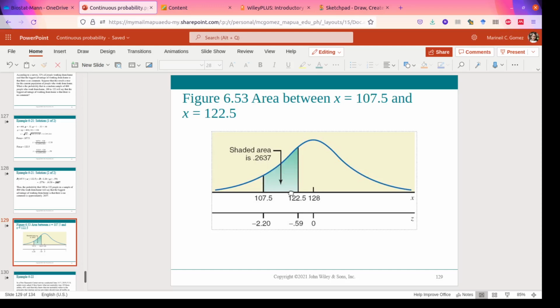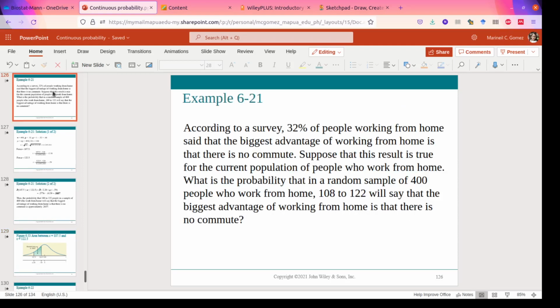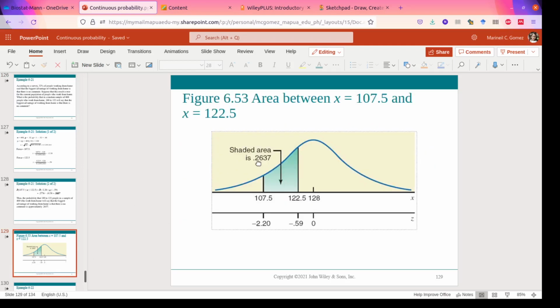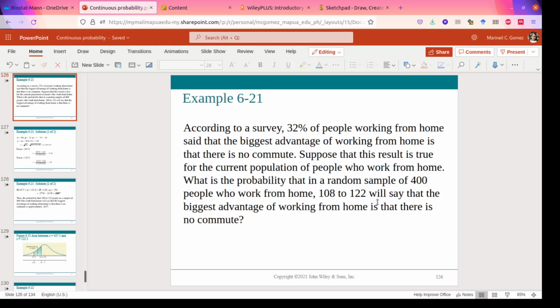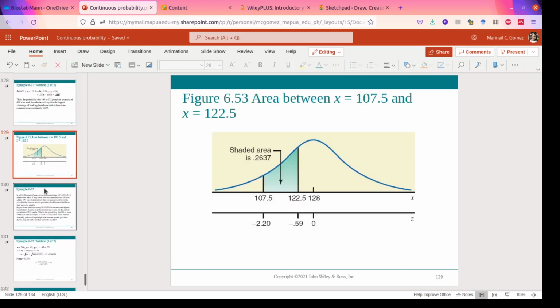So this is 26.37%. And that is the probability that when we randomly ask 400 people who work from home, 108 to 122 of them will say that the biggest advantage from working from home is this one. 0.2637, or a 26.37% chance, of getting 108 to 122 of them to say that you will get your desired outcome. So that is the binomial distribution.